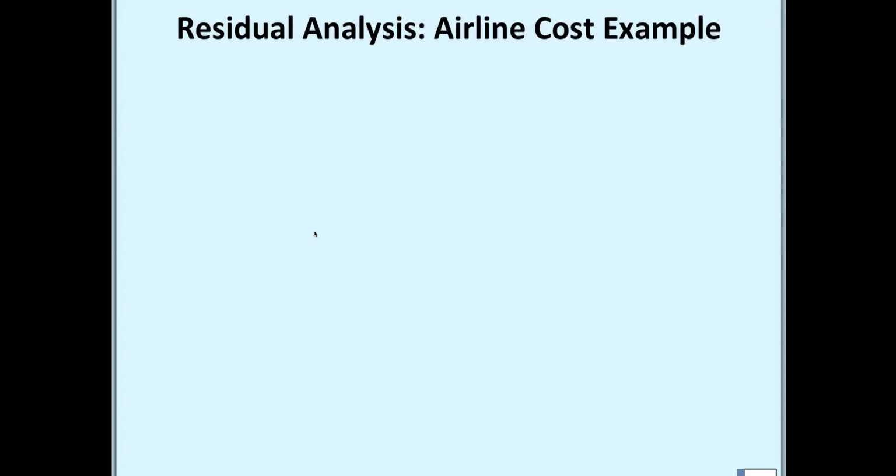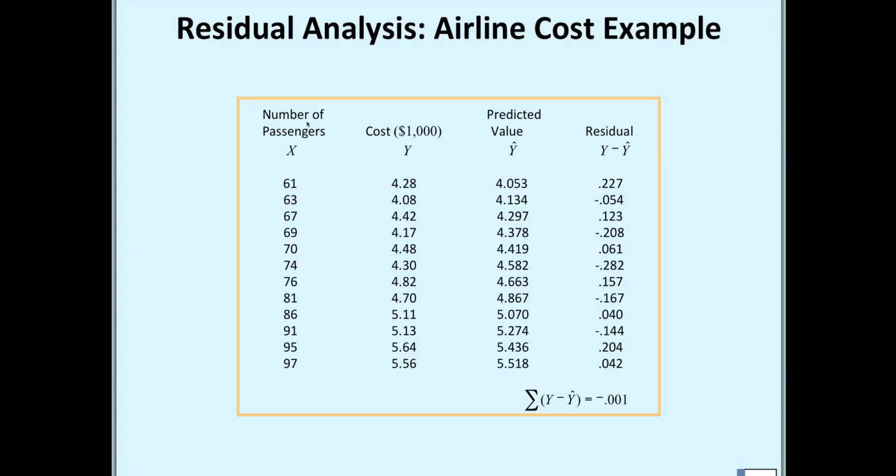Okay, so let's work on the residual analysis. Let me remind you, our regression line was, I think you just wrote it down, let me write it down as well. y is equal to 1.57 plus 0.0407 x. So that is cost, and this is number of passengers.